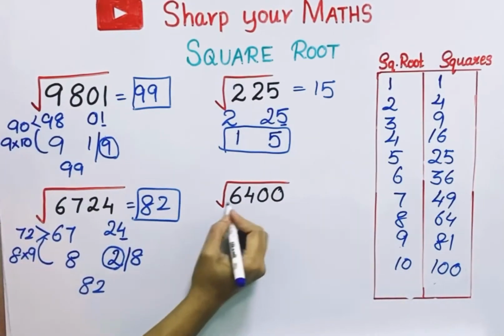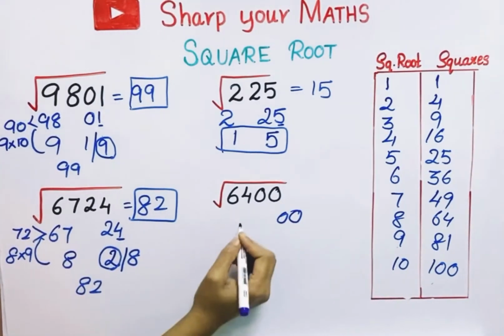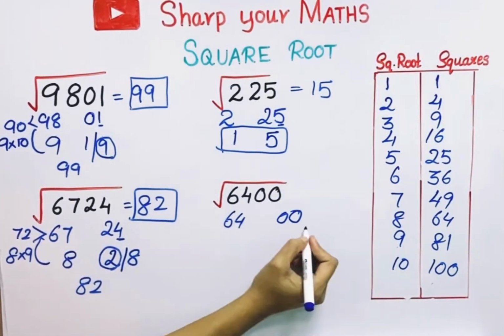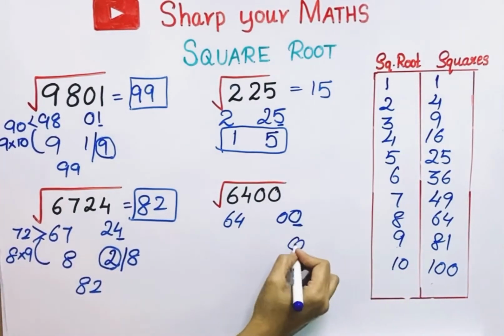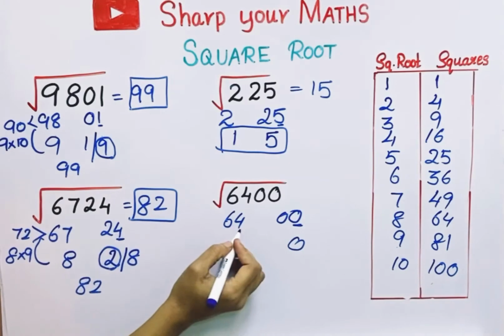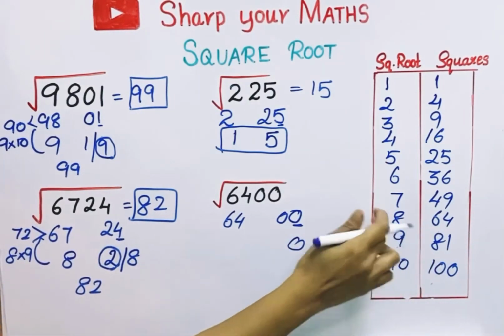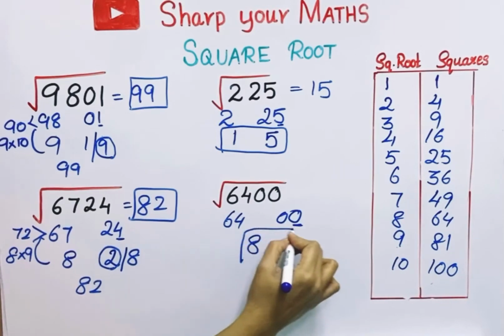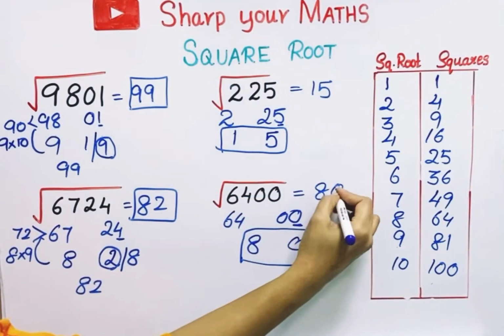So here 6400. To find the square root, take the last 2 digits one group. The remaining is another group. Check the unit digit. It ends with 0. So its square root has to end with 0. Then the 64 is close to the square 64. So take its square root, 8. So we have found the square root. The square root of 6400 is 80.